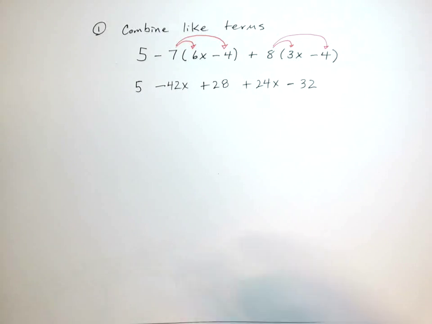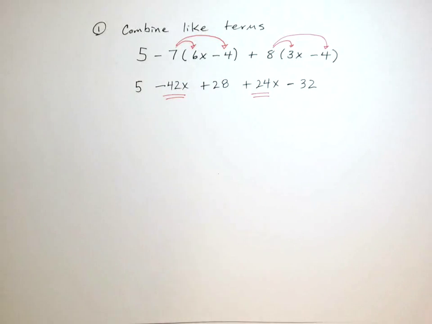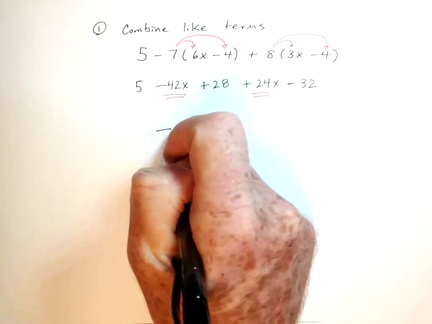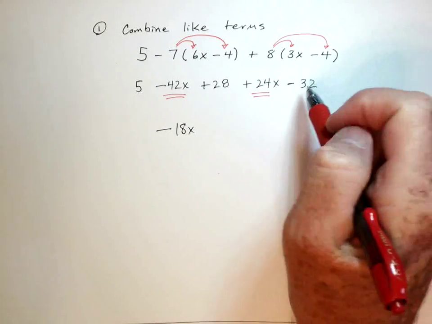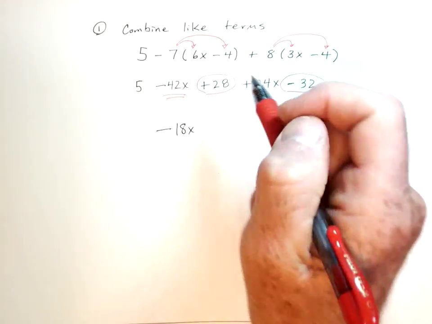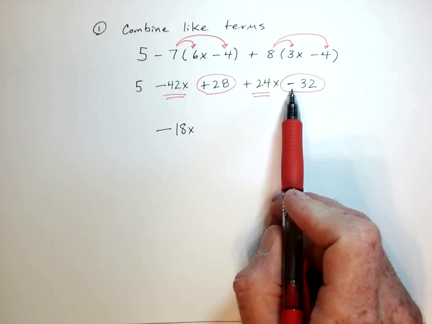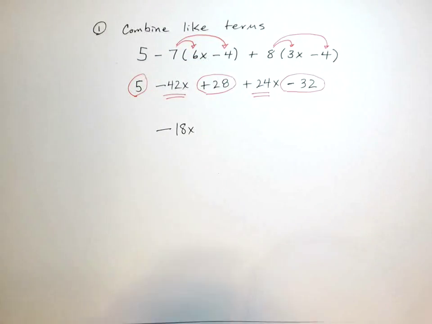Now combine the like terms. So I'm going to do the x's first of all. So with -42 and 24, you need to actually subtract those two numbers since they're the opposite sign, and that's going to be -18. So there's -18x. And then as far as the constants, there's -32 and +28. So if you subtract those two, it's going to be a 4, but because this was negative, it's actually going to be a -4. Then combine -4 with 5, and it's going to leave a +1.